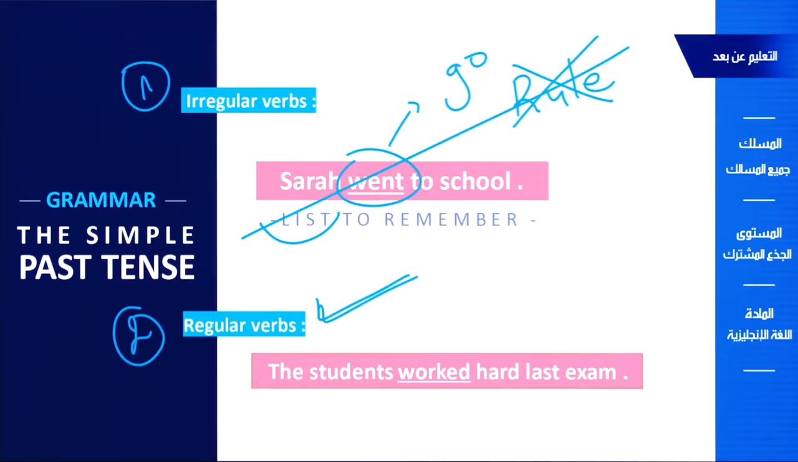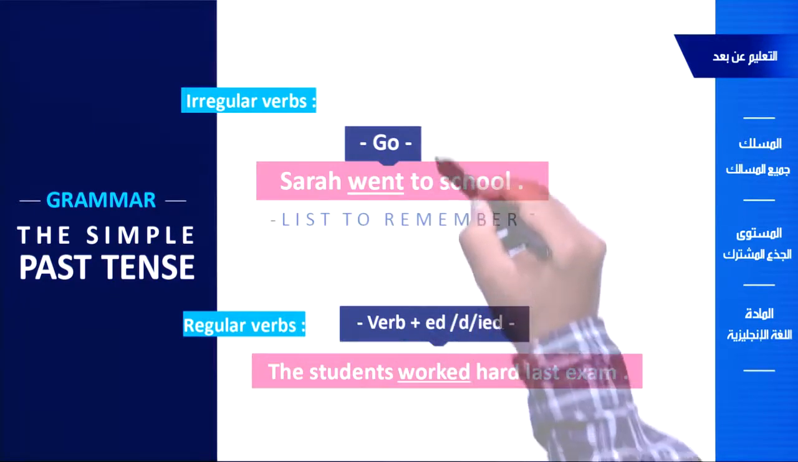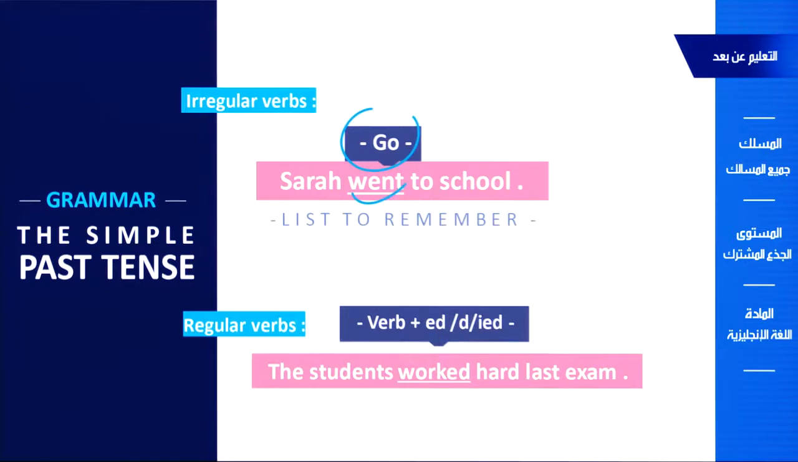So regular verbs here, let's look at this sentence. Here we have the students, which is the subject, and we have worked, which is the verb. As I told you, this is go, which is went, and here we have: the students worked hard last exam. What does it mean? It is verb plus what? Plus D or ED or IED. What do we have here? Worked. The verb is work plus ED. That's why we say the students worked hard last exam.